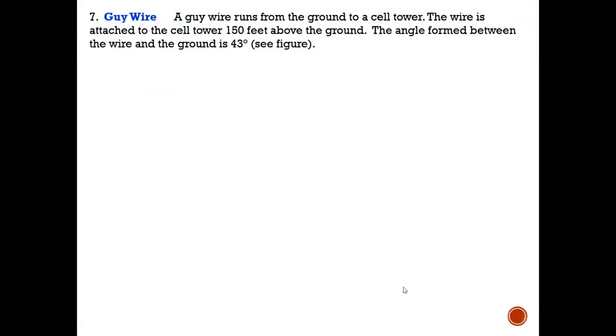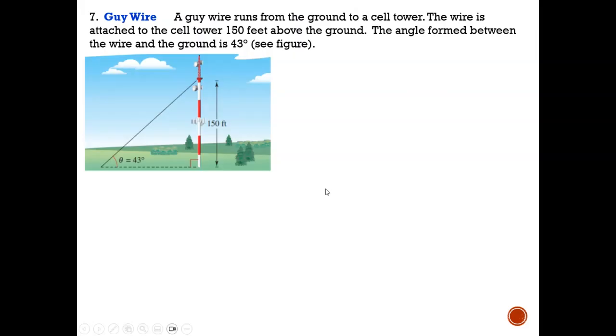Okay, let's do one more example here. A guy wire runs from the ground to a cell tower. The wire is attached to the cell tower 150 feet above the ground. The angle formed between the wire and the ground is 45 degrees. We have another example here, and it does come with the figure similar to what we were doing before.